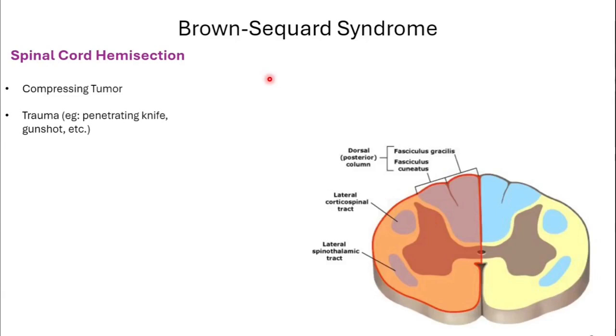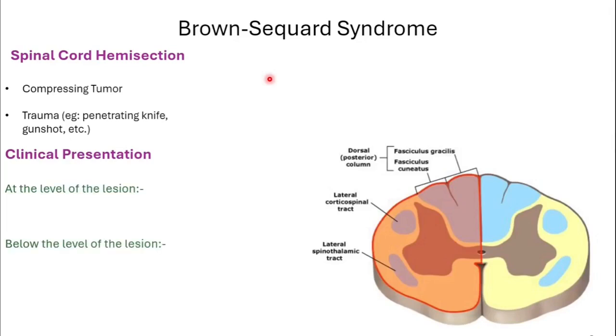Now, the presentation of Brown-Sequard syndrome will have to do with what we explained in the previous 3 lectures. So if you haven't watched them, make sure to check them out. The patient will present with some findings at the same level of the spinal cord lesion and other findings below the level of the spinal cord lesion.